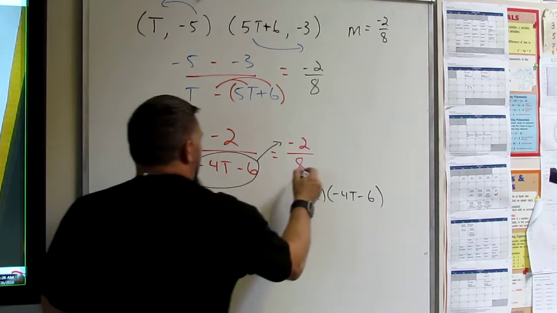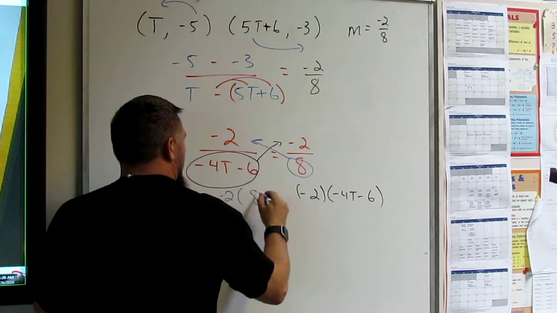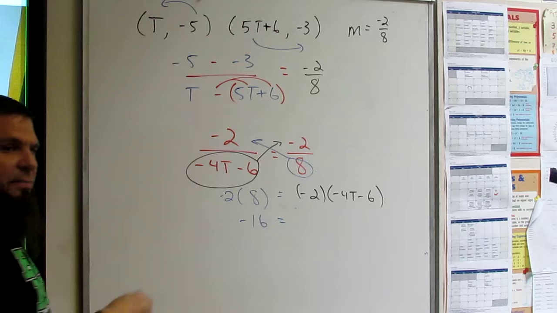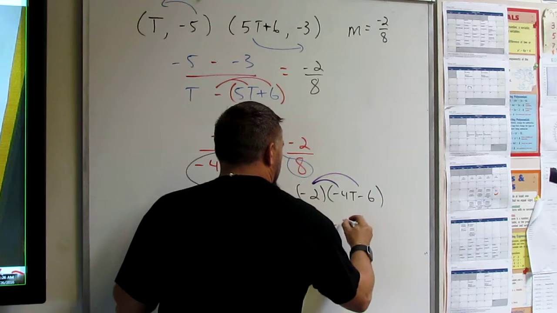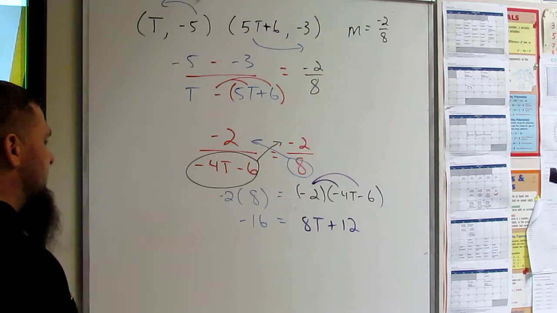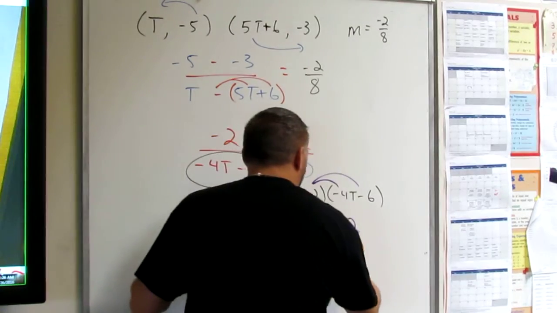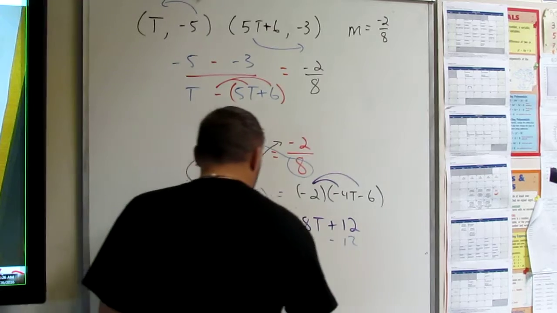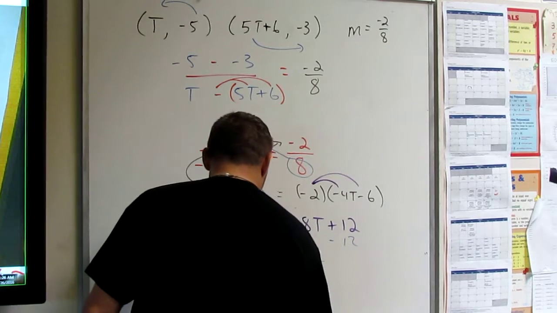Negative 2 times negative 4t minus 6, and that's equal to 8 times negative 2, so that's negative 16 equals 8t plus 12. Now, keep the t, move the 12. So I've got 28 equals 8t. Divide by 8.